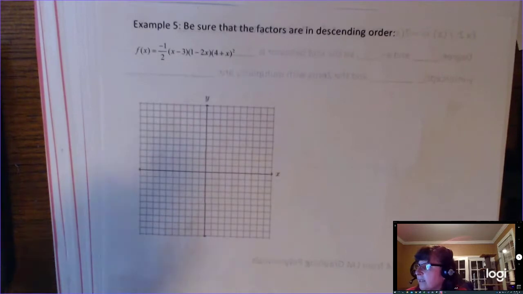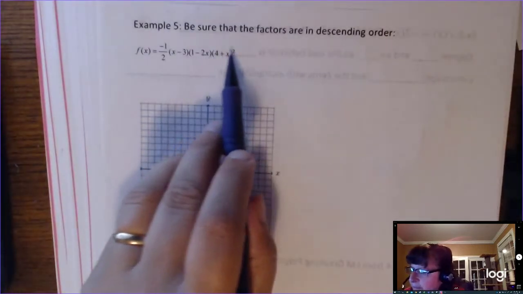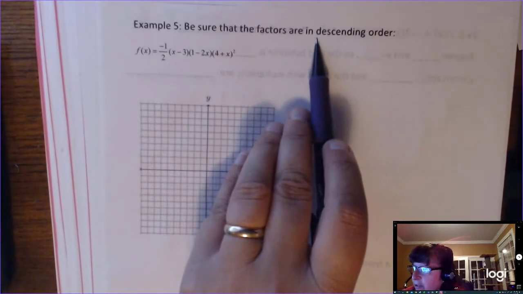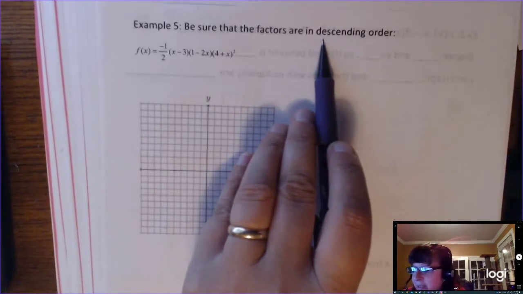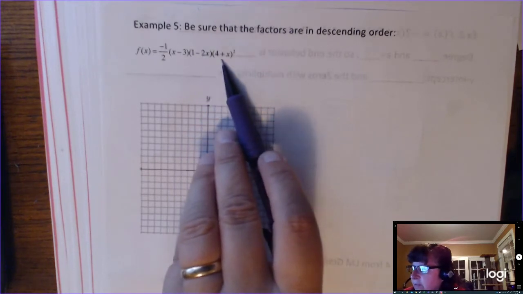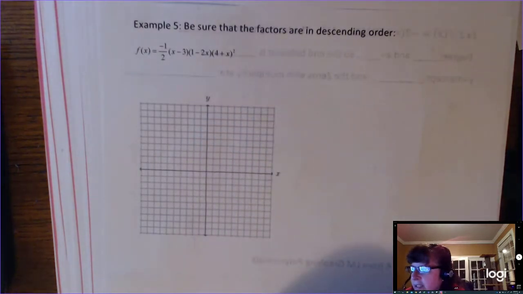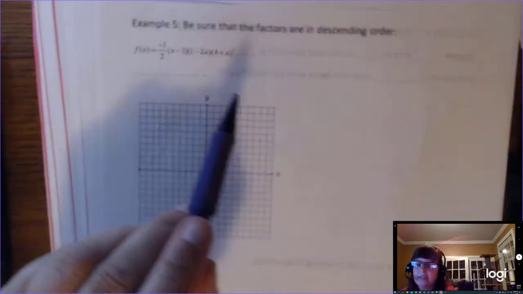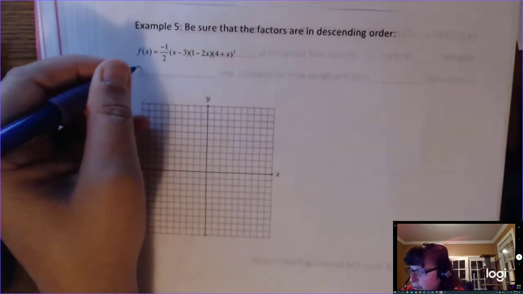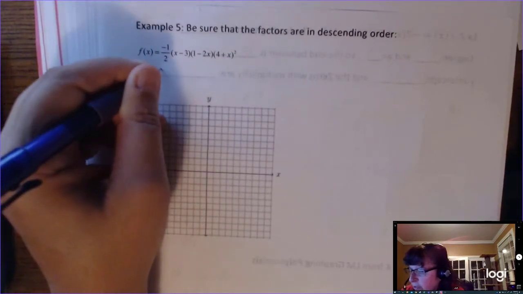Alright, the last example I added because sometimes in the lab manual you get to one where the factors are not in descending order. They need to be in descending order, so I've added an extra example to give you some factors that are not in descending order, and if you don't put them in descending order, then you'll mess up. Okay, so first thing you want to do is run through and make sure that things are in descending order, and we don't have that.